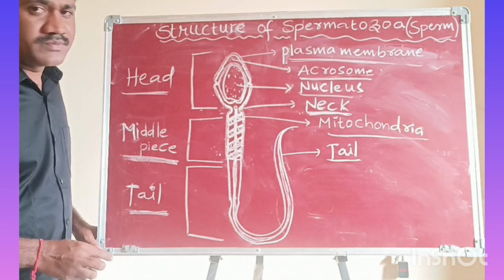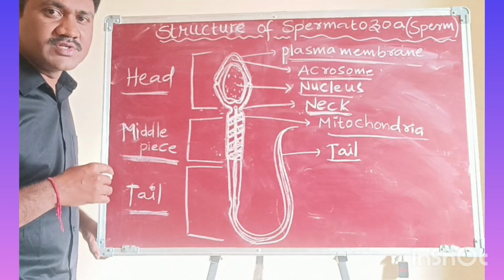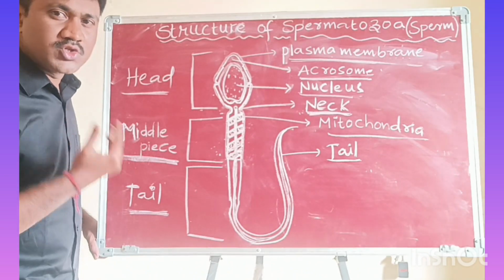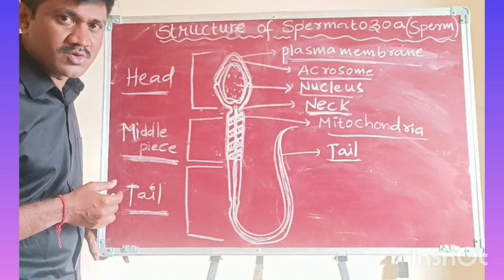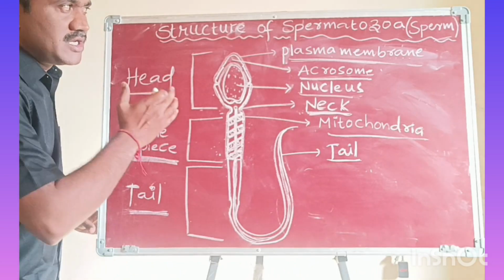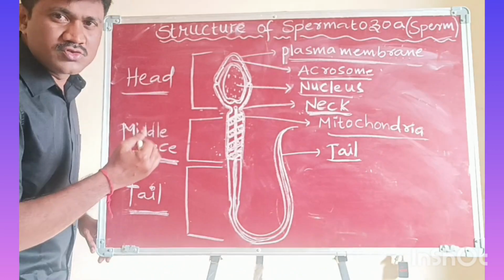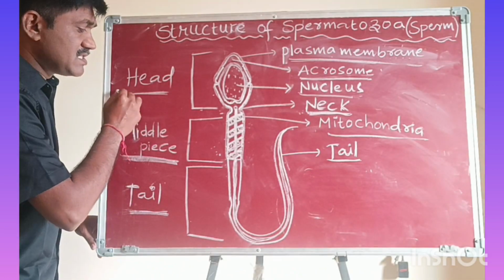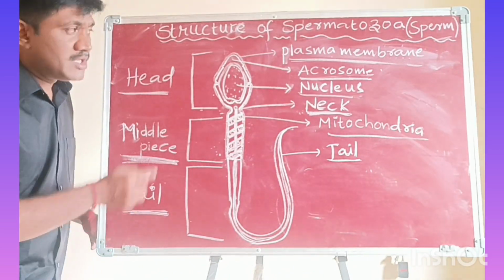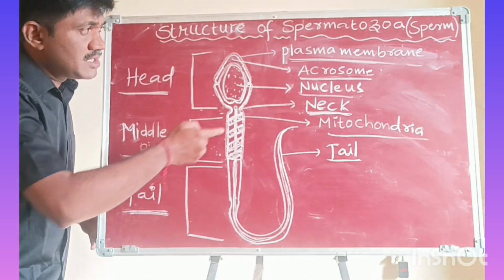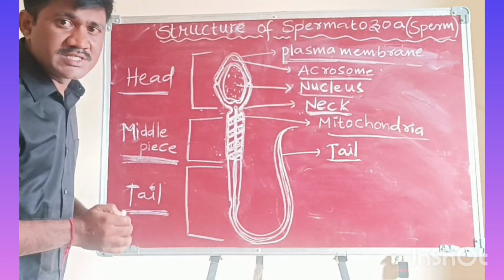Today in this session, we'll see the structure of spermatozoa. Already in the previous session, we have discussed the spermatogenesis process. Let's try to understand the structure of the spermatozoa in this session. Generally, these spermatozoa or sperm cells are composed of three parts. What are they? One is the head region, another is the middle piece, and another is the tail region.